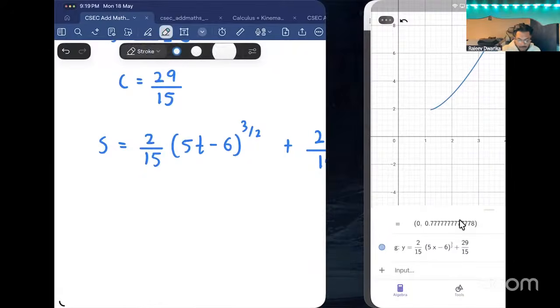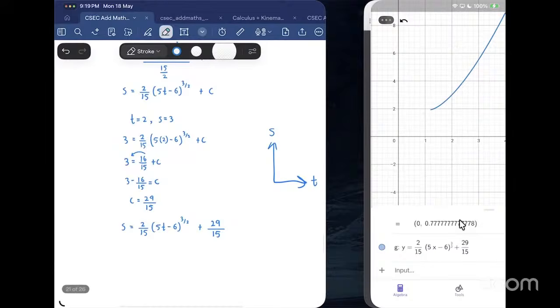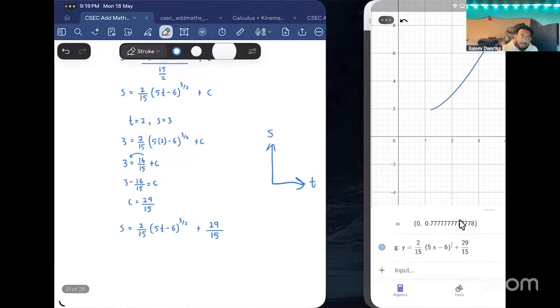But anyways, say no more. What point should be on the graph?